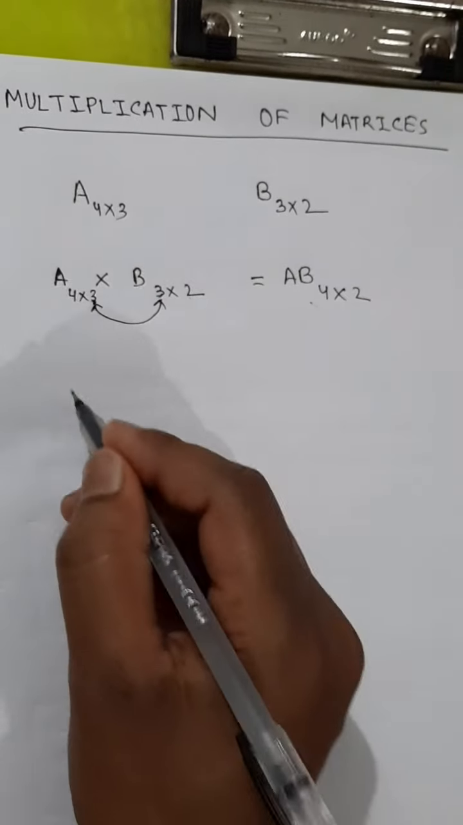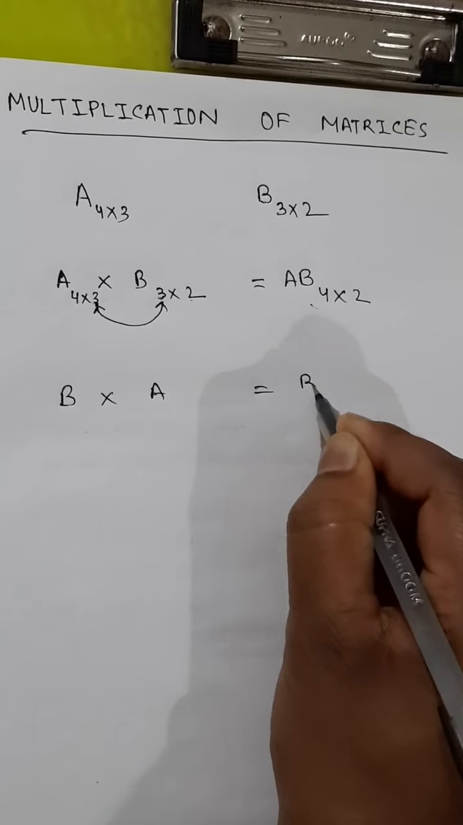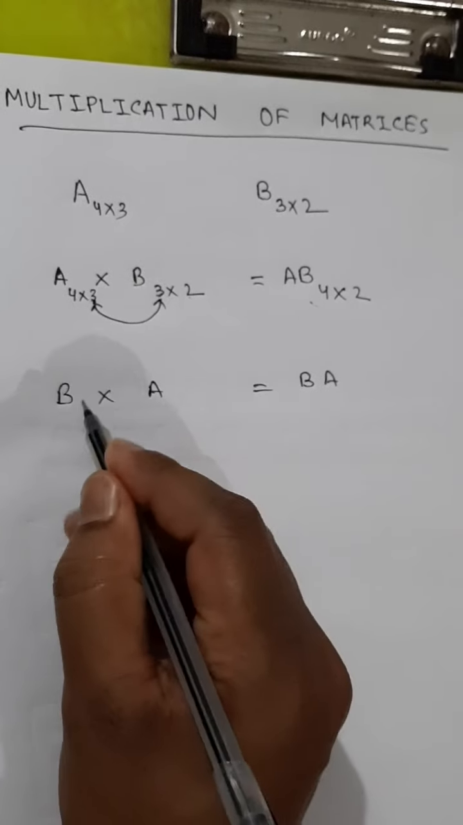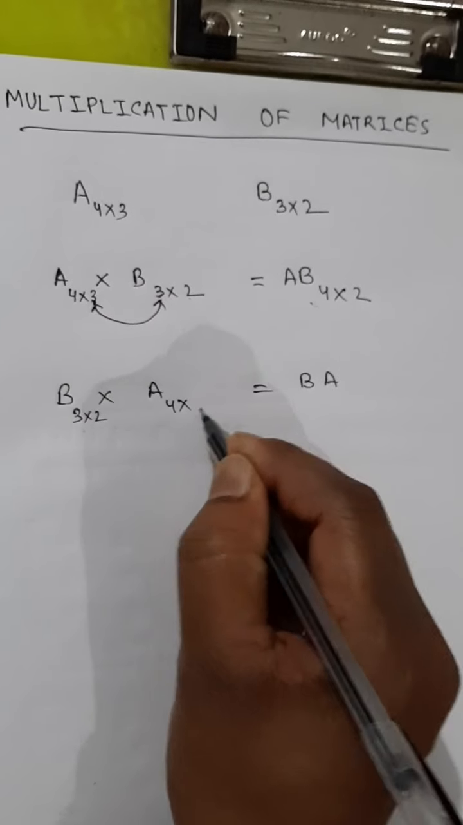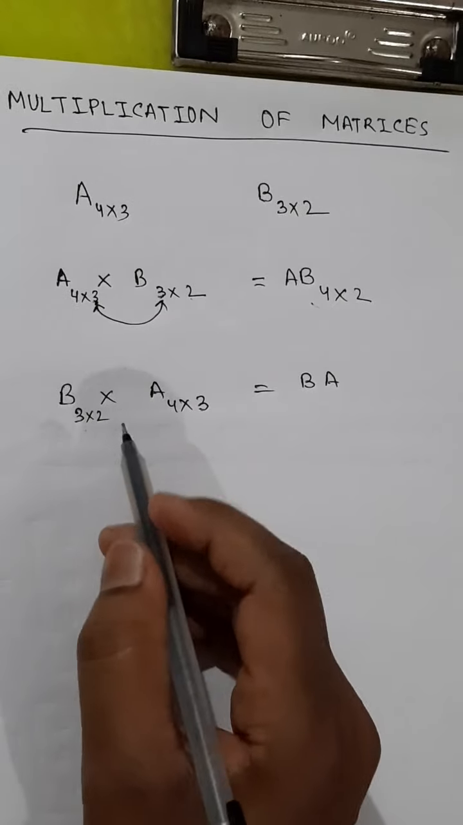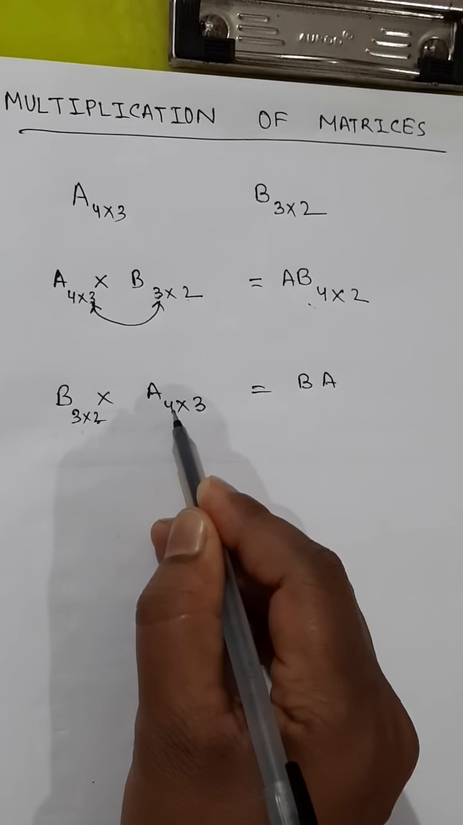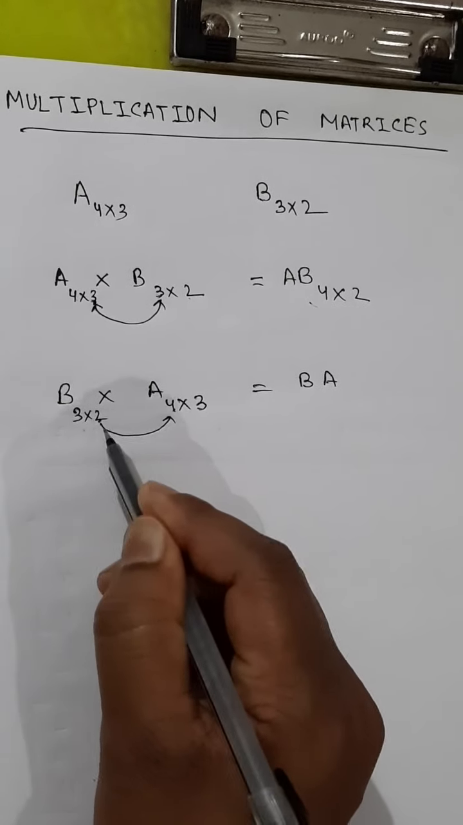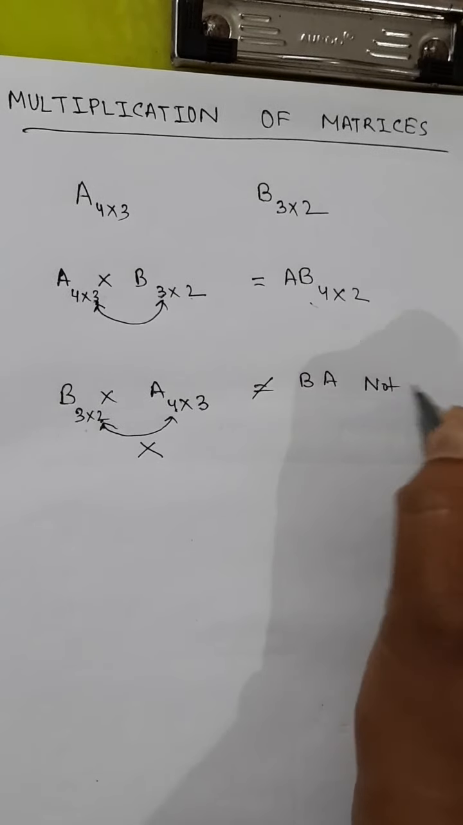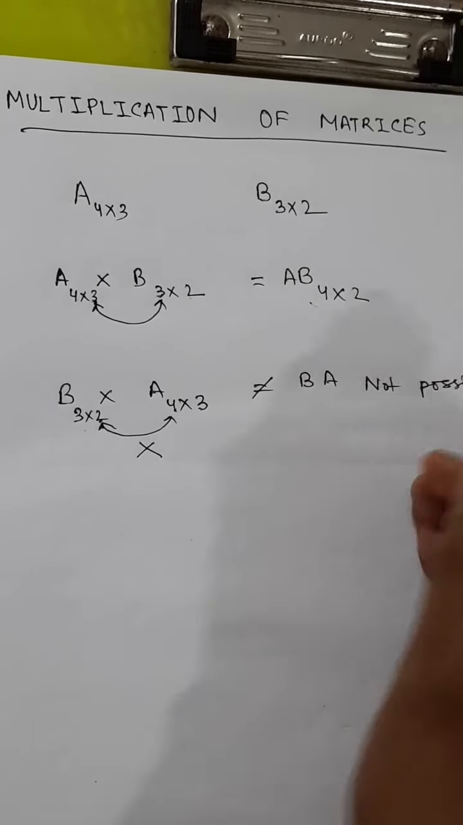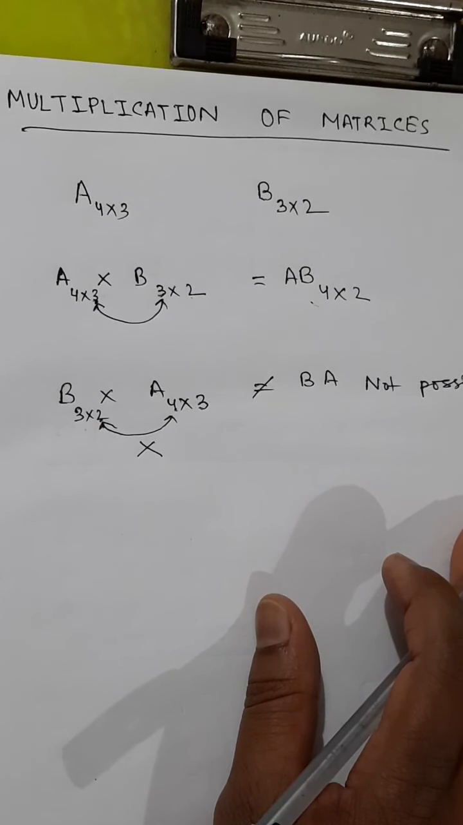Now let's see, can we multiply B into A to get BA? What is the order of B? 3 by 2, as we have taken here, and A is 4 by 3. Now the condition I told was that the number of columns of the first should be equal to the number of rows of the second. That means these two side by side should be equal. Are they equal? No, they are not equal. So this product is not possible. I hope you understood under what condition matrix multiplication is possible.